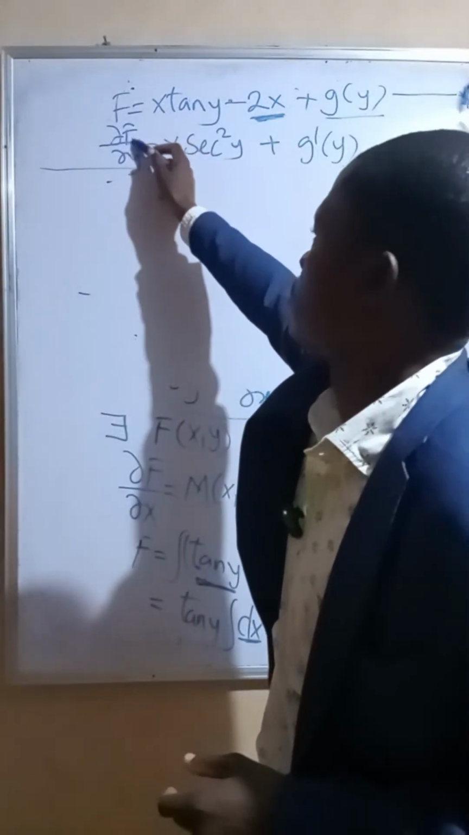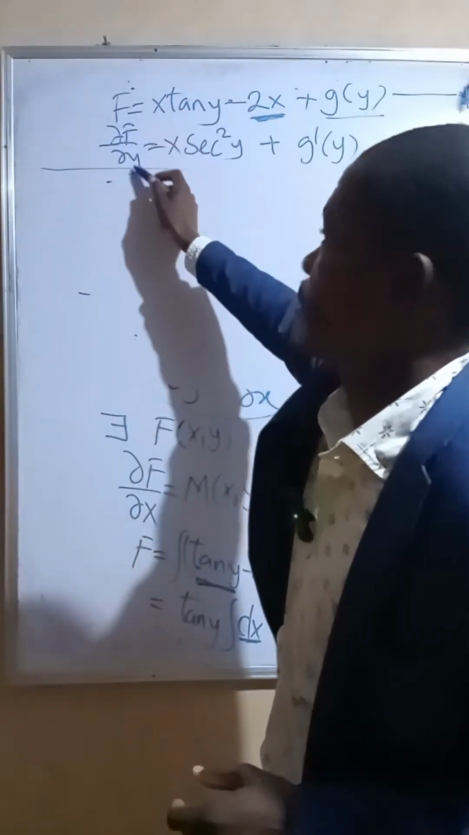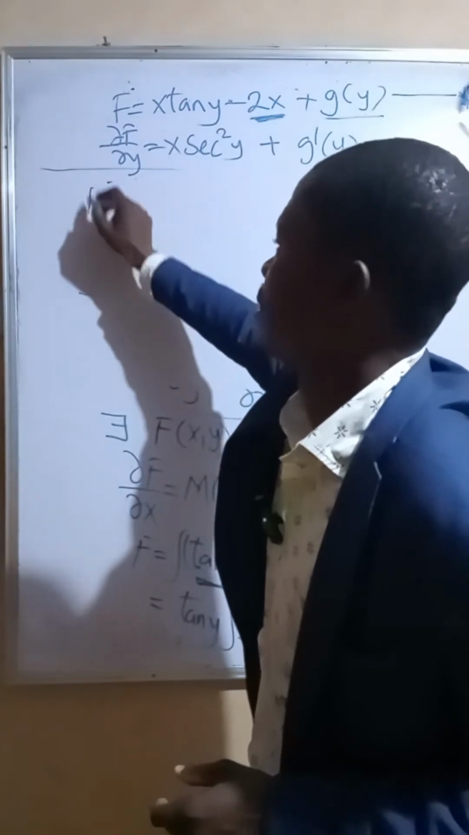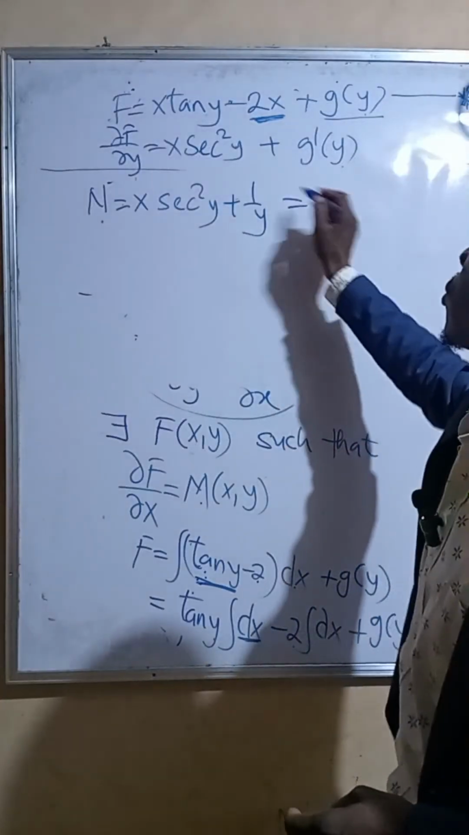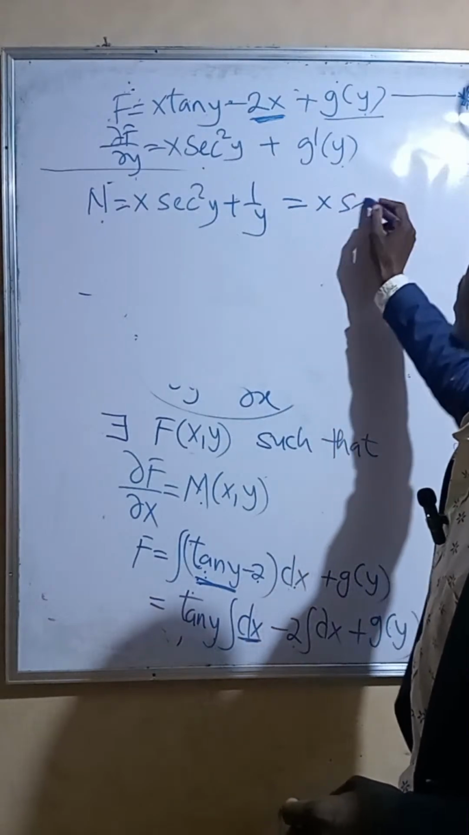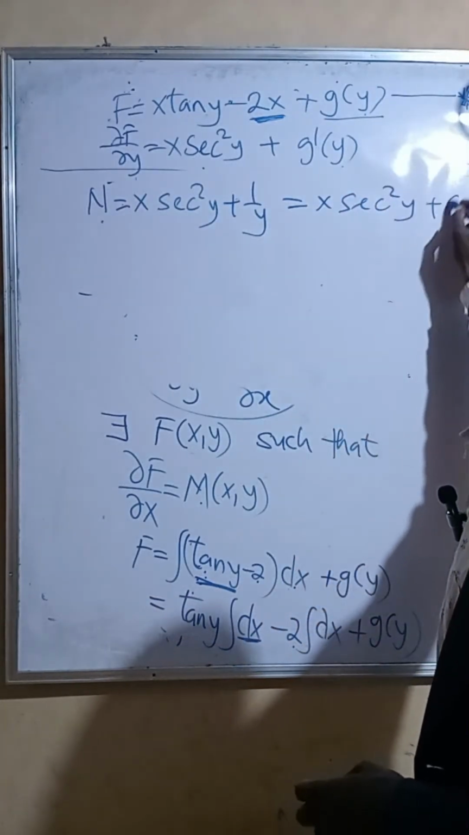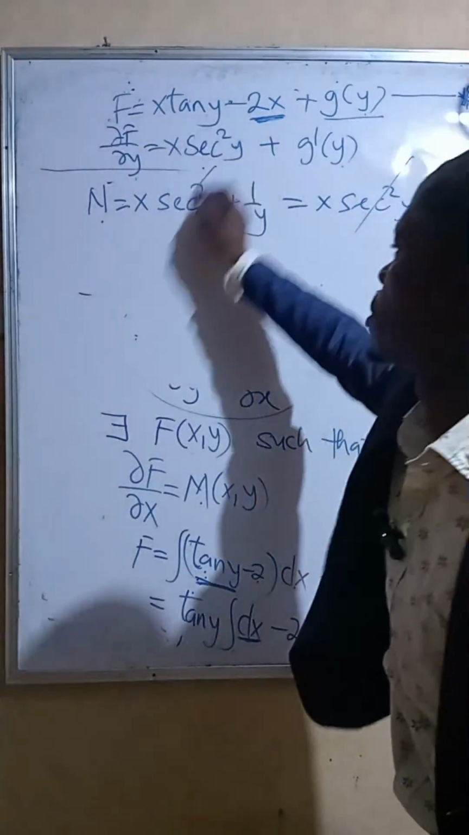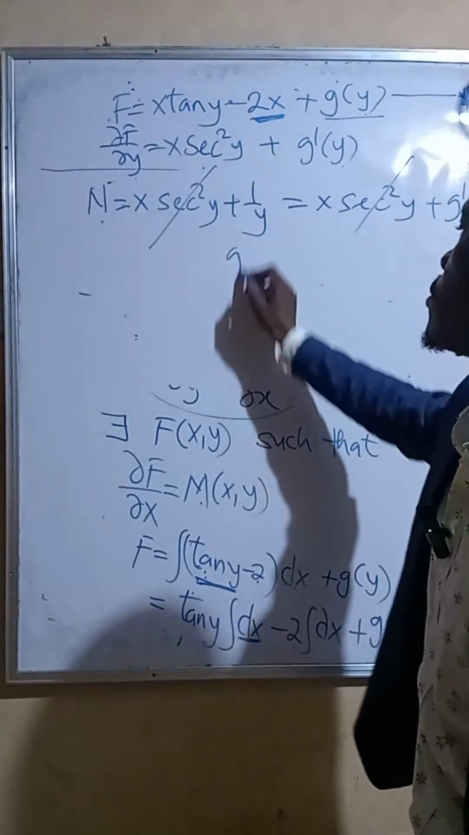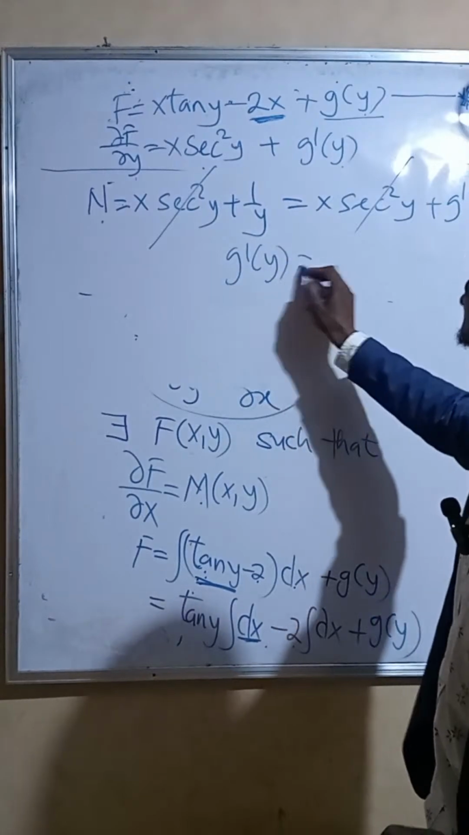Your partial derivative of f with respect to y is equal to N. The N value is equal to x sec square y plus 1 over y. So this one and this one cancel. Then you have g prime of y equal to 1 over what?